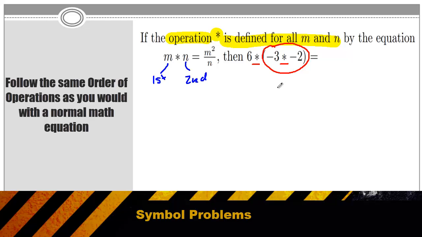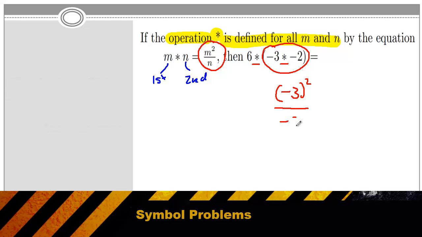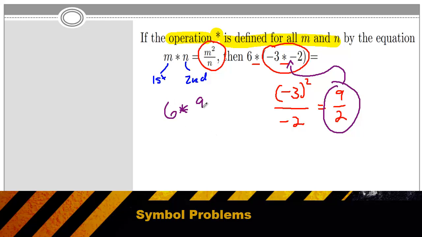So we're first going to figure out what -3 star -2 is. And the instructions say I just take my first number and then I square it and divide it by my second number. So I get -3 squared, and then I divide that by my second number, -2, or 9/2. Now I take 9/2 and I plug it into the parentheses. So I could rewrite the problem as 6 star 9/2.